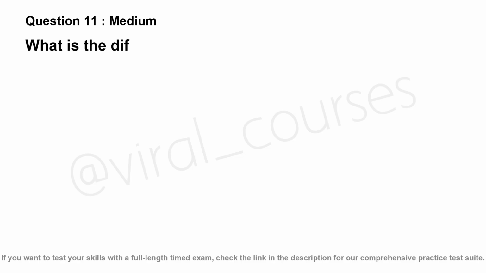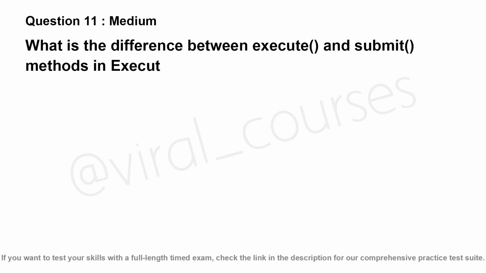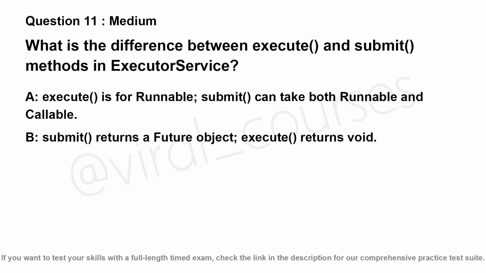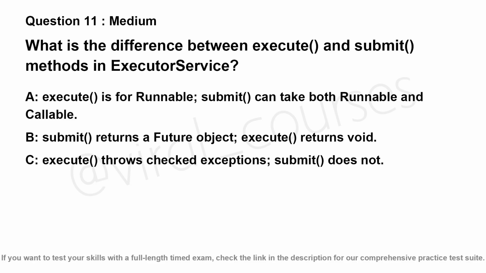What is the difference between the execute and submit methods in ExecutorService? Option A. Execute is for Runnable. Submit can take both Runnable and Callable. Option B. Submit returns a Future object. Execute returns void. Option C. Execute throws checked exceptions. Submit does not. Option D. Both A and B are correct.